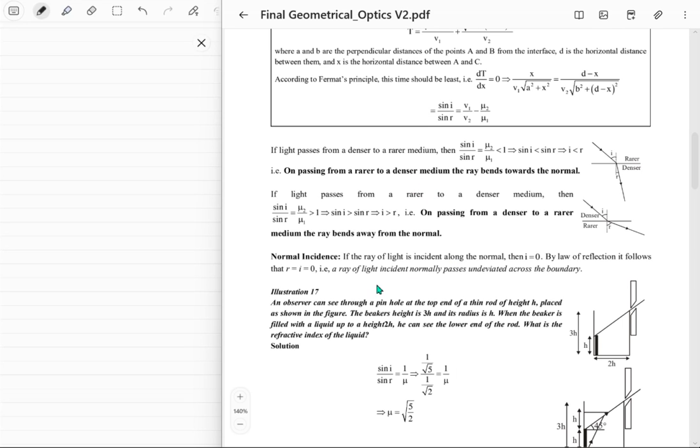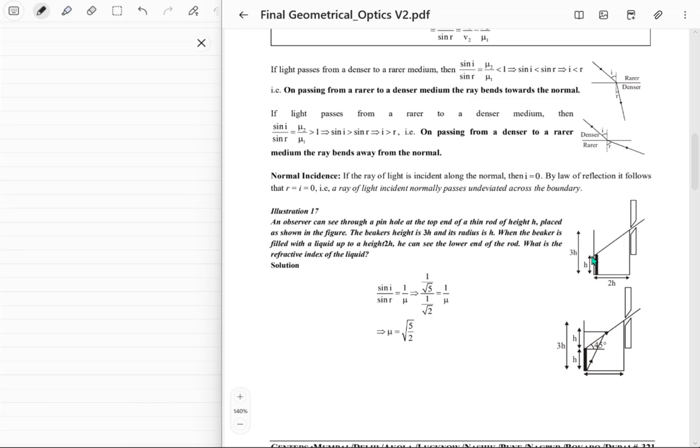And then the critical angle or whatever. What is this? Pinhole, top of the thin rod, this height edge. Okay, what is this illustration? An observer can see through a pinhole at the top end of a thin rod. Is this a thin rod? I think so.